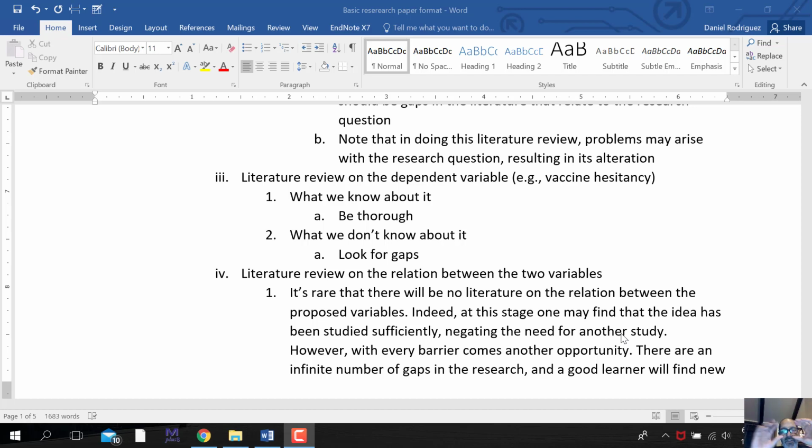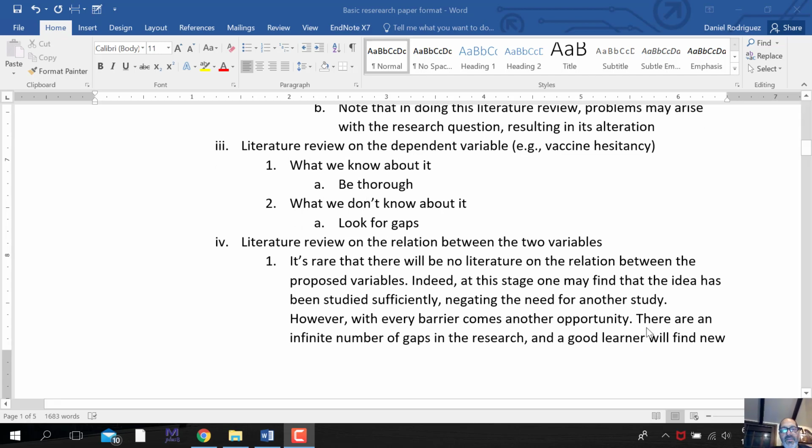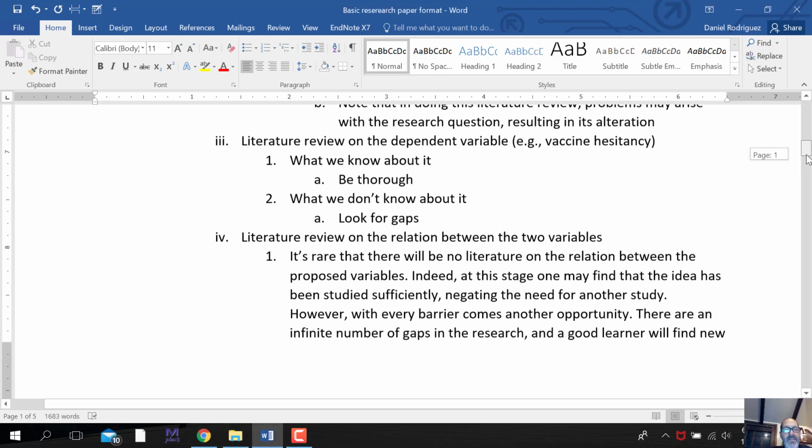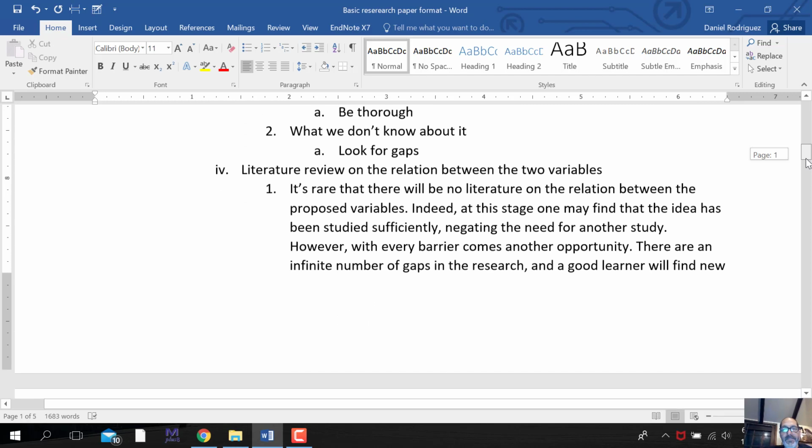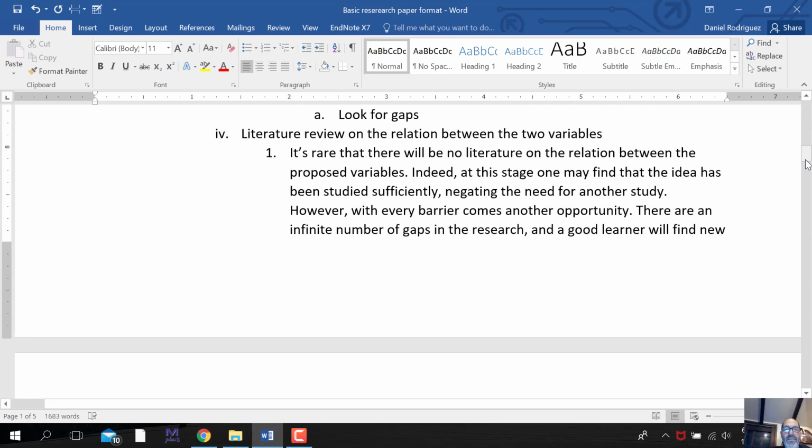But again, we're going to look for gaps. We're looking for gaps in that literature. And finally, you want to link the two together, right? So if there is no literature linking the two together, and you've made a really good case for why this is an important study, good for you. You hit something really, really nice. So look for any literature that links the two together. And again, look for gaps in the literature. You need gaps that set up your research question.